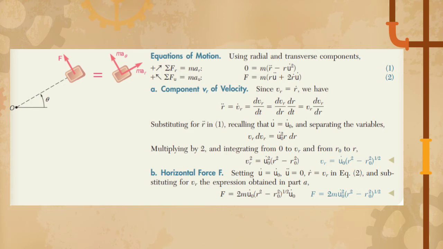Letter A, component v sub r of velocity. Since v sub r is equal to r dot, then we have this equation, which leads to our final v sub r is equal to mu times the quantity r squared minus r sub 0 squared, to the power of 1/2. B, horizontal force F. We got a final answer of F is equal to 2 times m mu squared times the quantity r squared minus r sub 0 squared, to the power of 1/2.